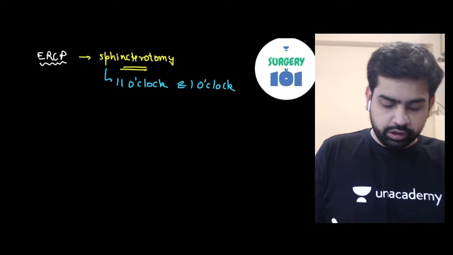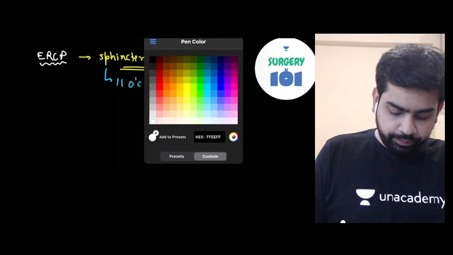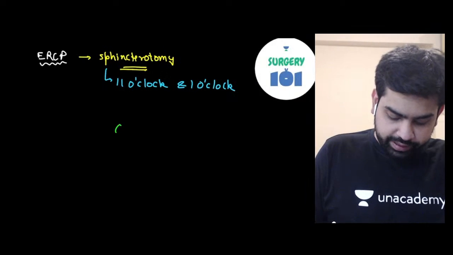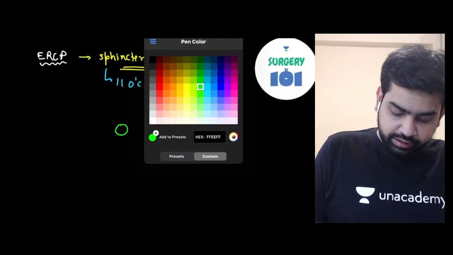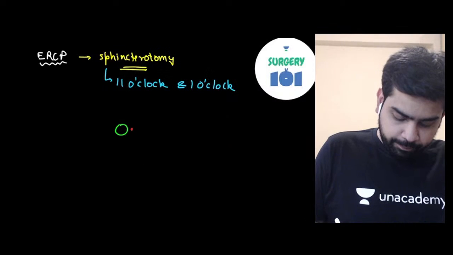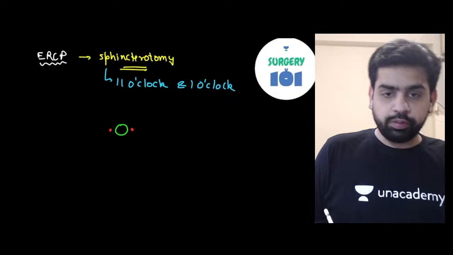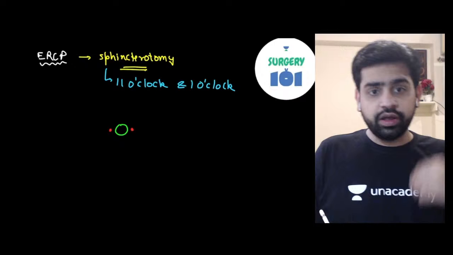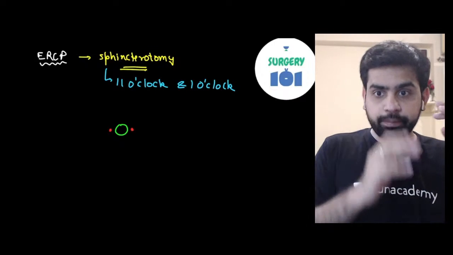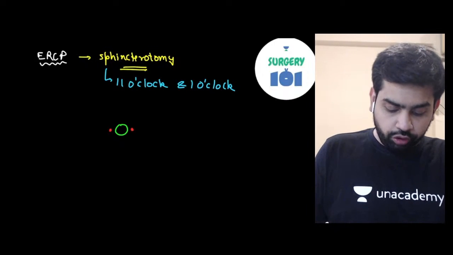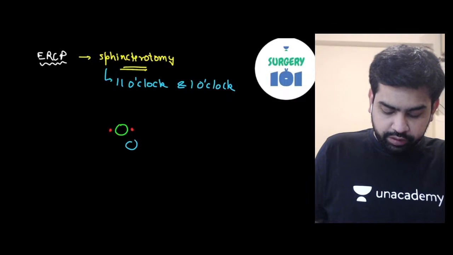Why so? What you need to understand over here is that we have the bile duct at the 3 o'clock and the 9 o'clock position. At the 3 o'clock and the 9 o'clock position, what do we have? We have the arterial supply. So we have the arteries which are basically supplying the bile duct. And we already saw that at the 6 o'clock position, what did we have? We had a portal vein.